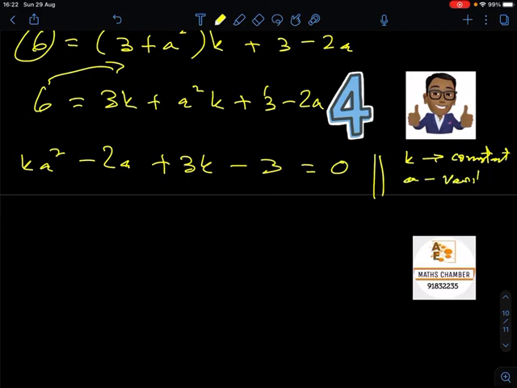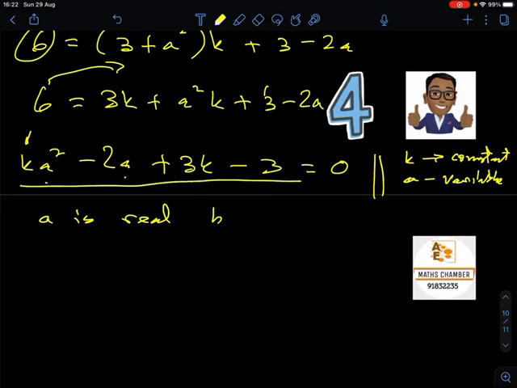Okay, in this case a is your variable, k is constant. And since a is real, the discriminant for this quadratic curve, that means b squared minus 4ac, is greater than or equal to 0. Therefore, we use this.